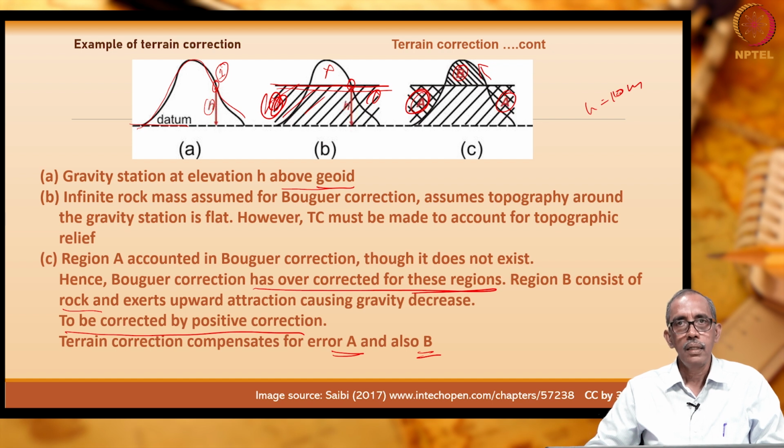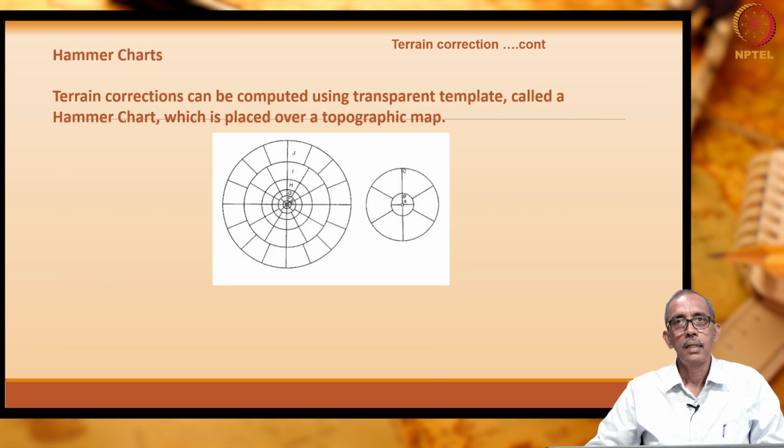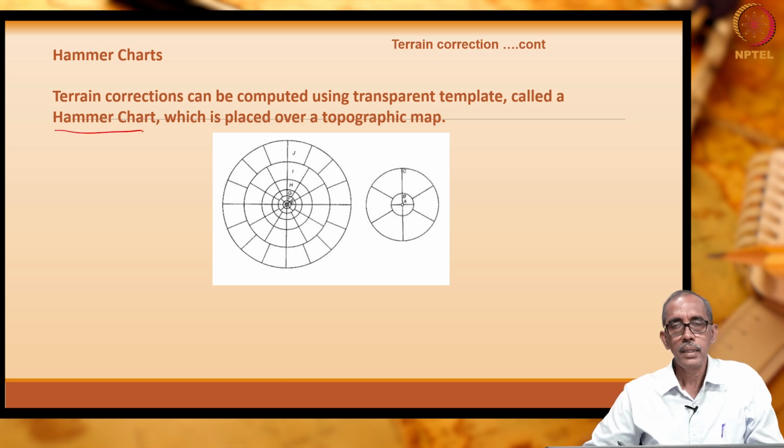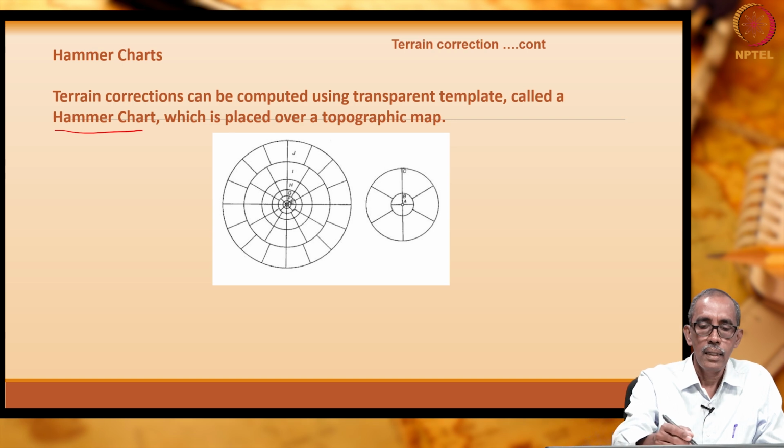So, we have seen, first we had a look into latitude correction, then we had seen free air correction, Bouguer correction, lastly terrain correction. Then what next? How we can carry out the terrain correction. Terrain correction is carried out usually using what is known as a Hammer chart. Hammer chart is nothing but a template in the form of a circle.